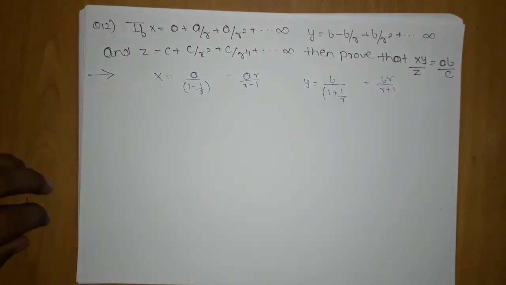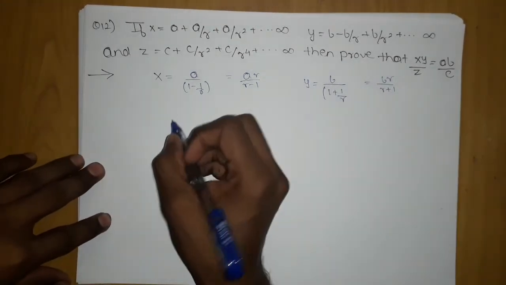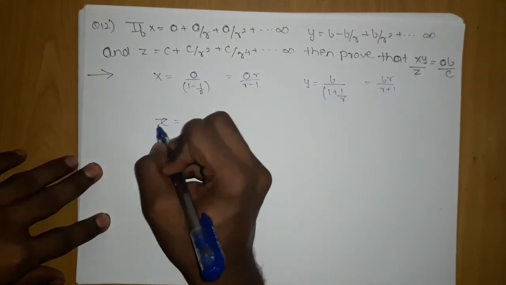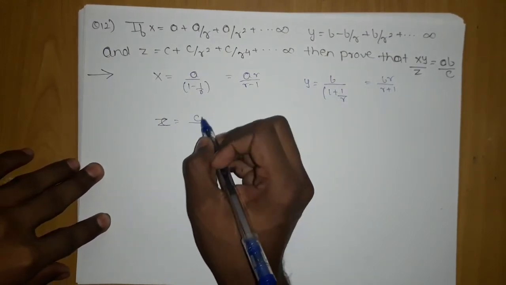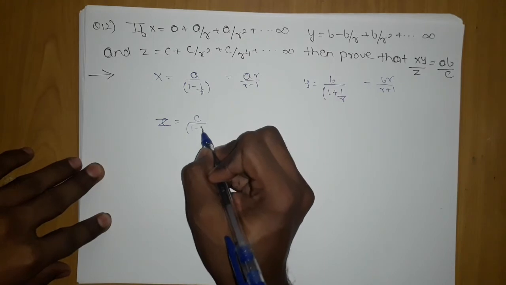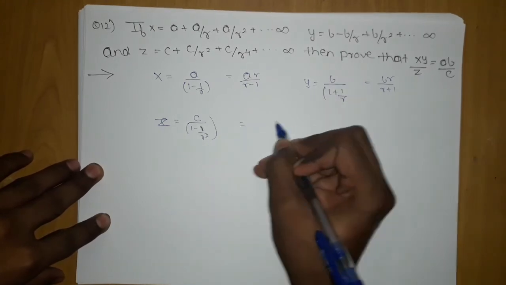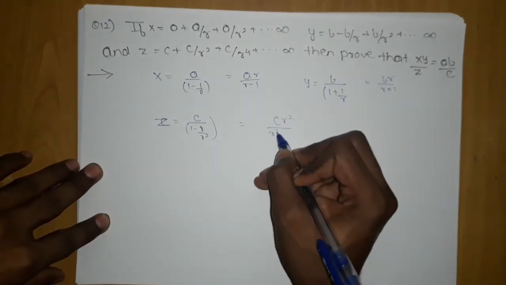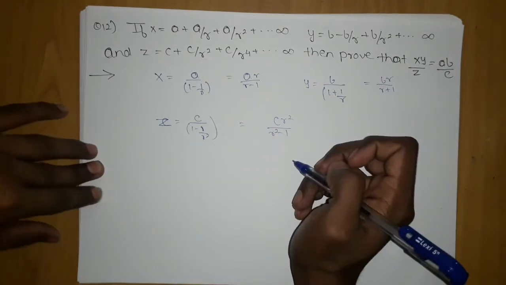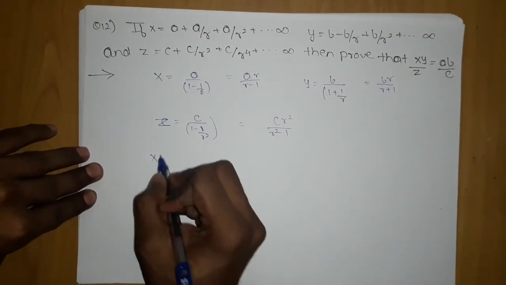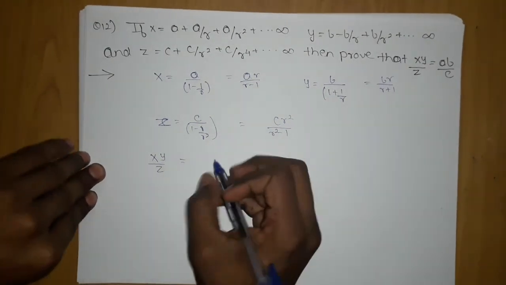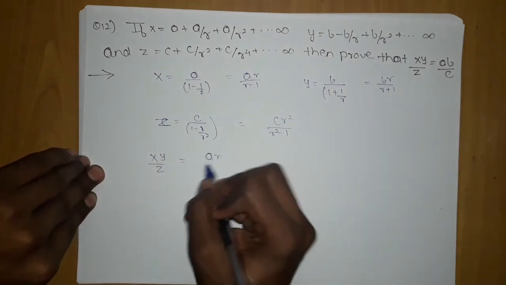Further on, what we have next is z, which is c. Here the common ratio is 1 upon r square, so c upon 1 minus 1 by r square. This is nothing but c r square upon r square minus 1. Now what we want to prove is xy by z. Let's put the values. x is what? a r upon r minus 1.